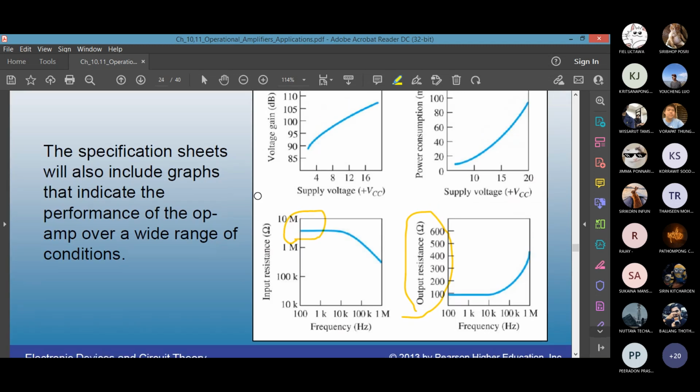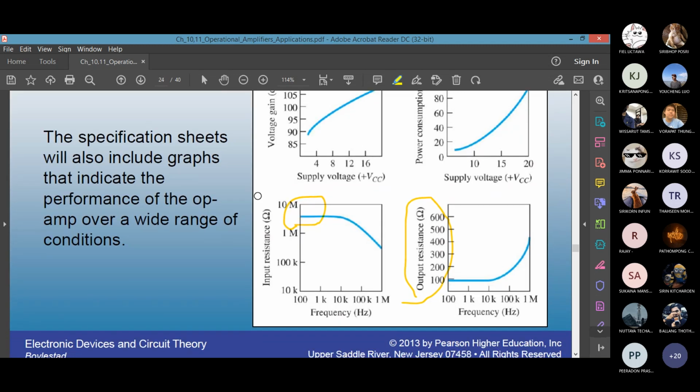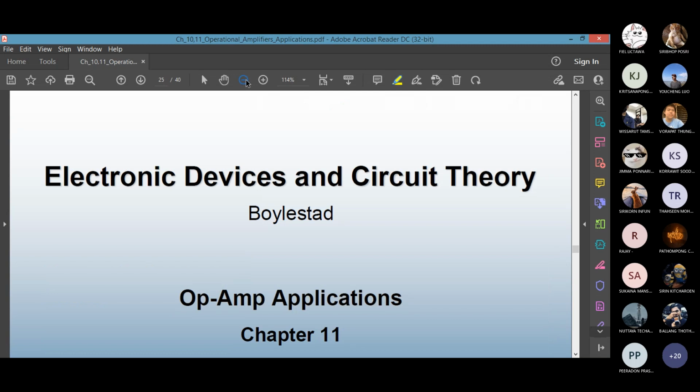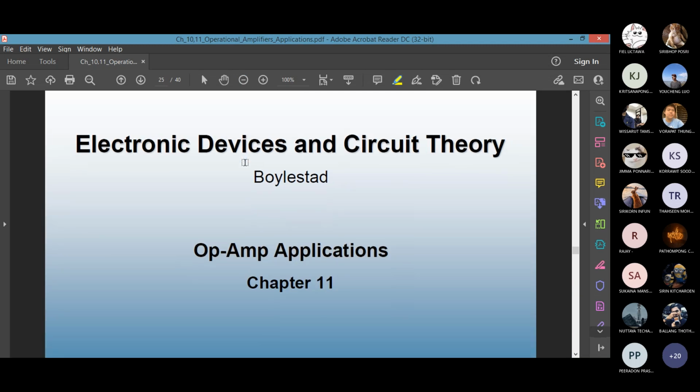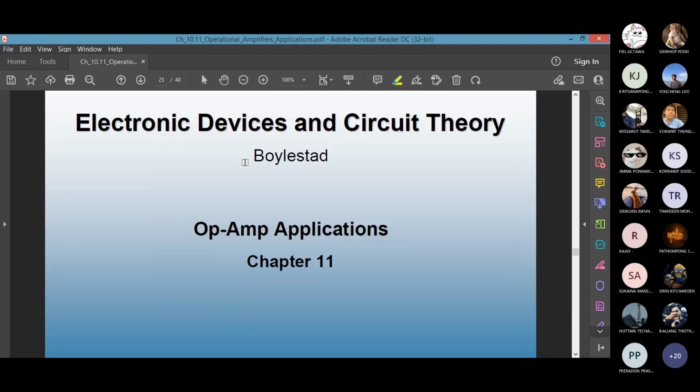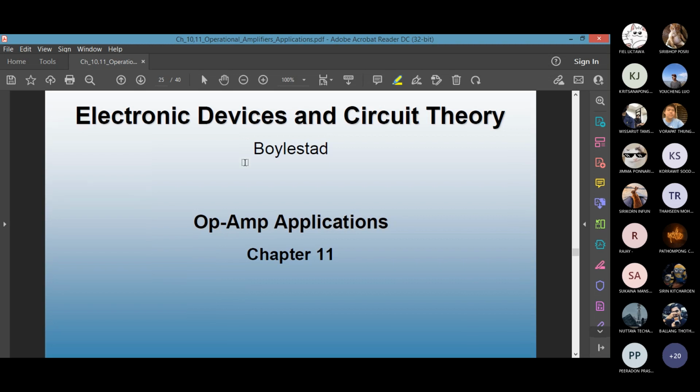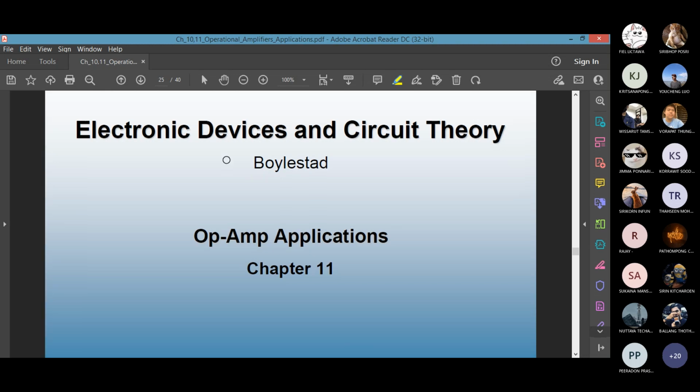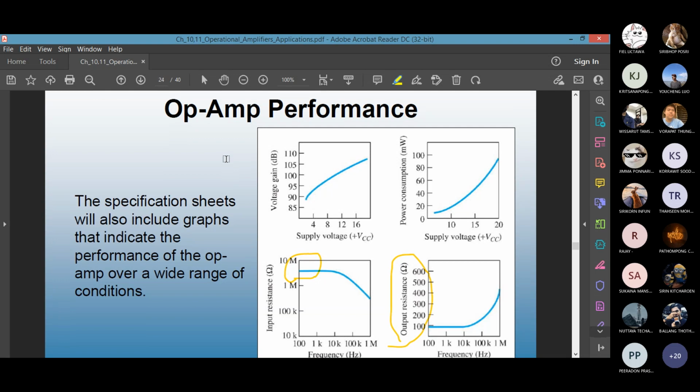Any questions about the previous few slides? We'll look at some of the applications of op-amp, some additional applications. I'll take a quick washroom break, about 1 minute, then I'll be back. In the meantime, you can look at these graphs. I'll be back in a minute.